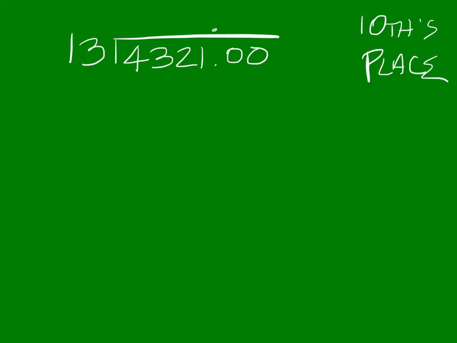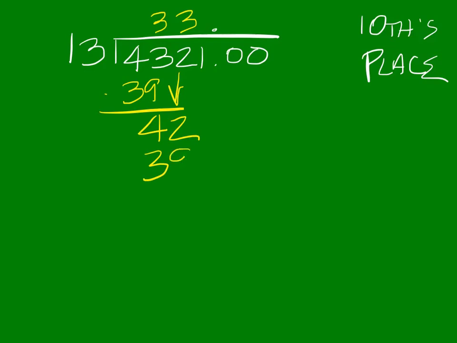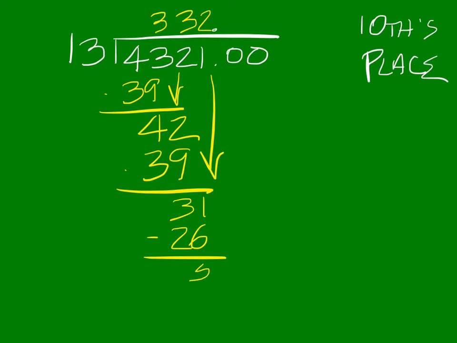On this one, 13 will not go into 4, but it will go into 43. And it goes in 3 times for 39. Subtract and get a 4 and drop the 2. You have 42. So now it'll go in 3 times into 42, so that's 39. Subtract and get 3. Drop the 1, it's 31. It'll go in twice for 26. So you have 5.